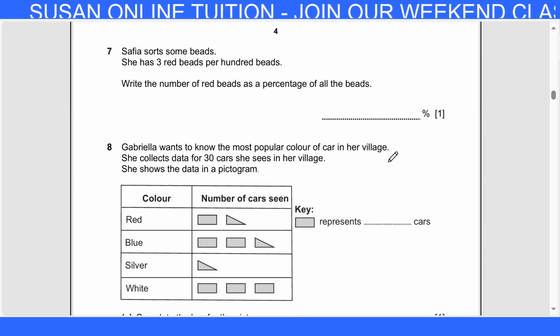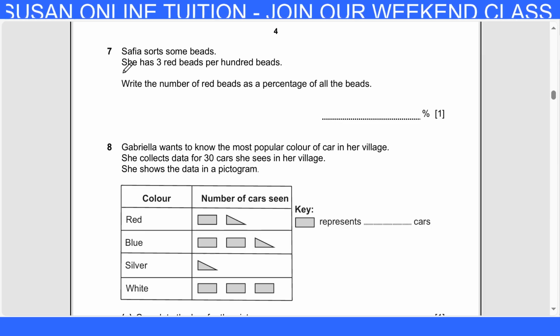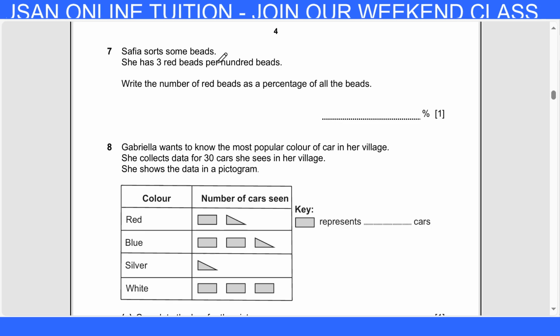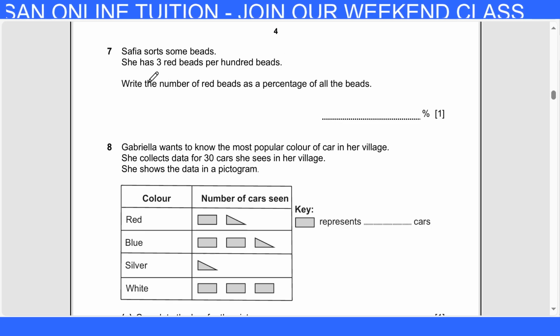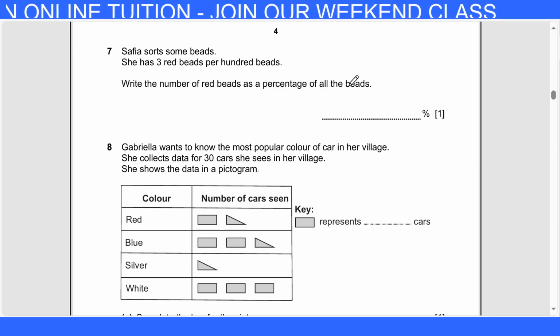Number 7. Safia sorts some beads. She has 3 red beads per 100 beads. Write the number of red beads as a percentage of all the beads.